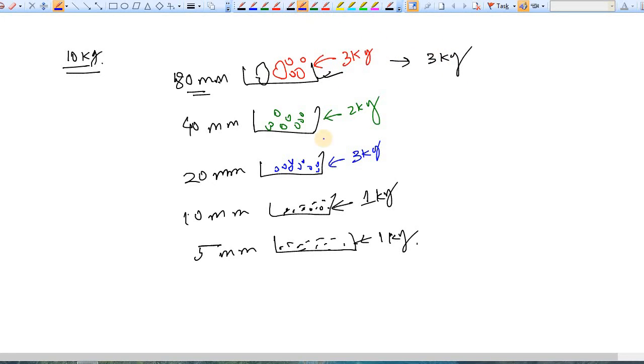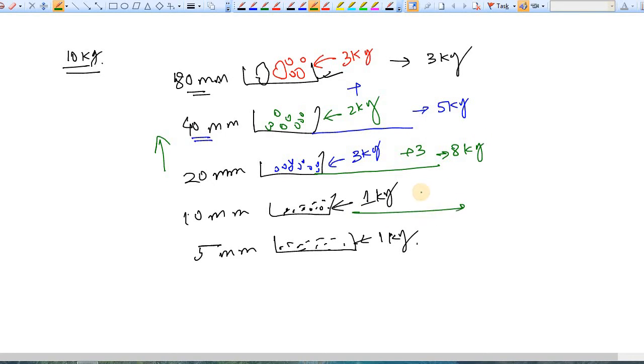And what is the cumulative weight in 40 mm size? This is 3 plus 2, 5 kg. What is the cumulative weight in 20 mm? Cumulative weight means all the weights above this sieve size. Okay, so here this is 3 plus 2, 5 kg, plus 3, that gives you 8 kg.